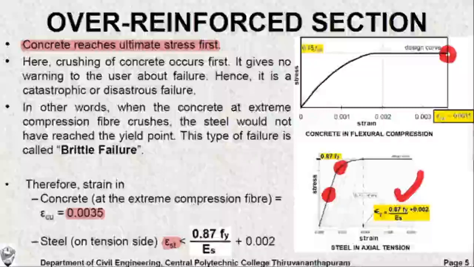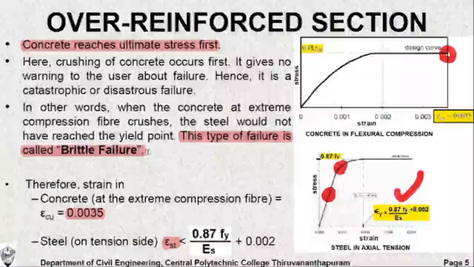Suddenly the concrete section is crushing down, and this is very dangerous, and we call such a type of failure a brittle failure. It is generally catastrophic or disastrous in nature. None of the beam sections or slab sections should become an over reinforced section. Over reinforced section is never going to be designed. We should never have an over reinforced section.